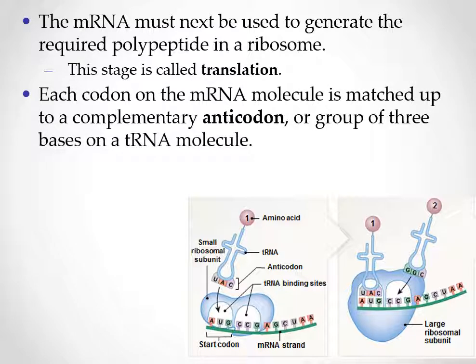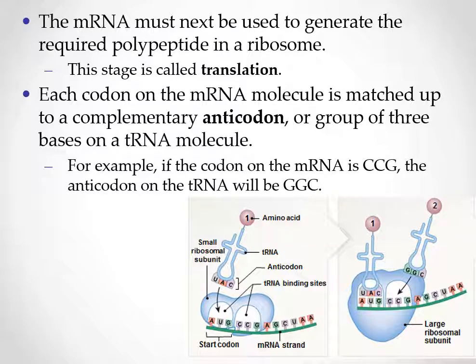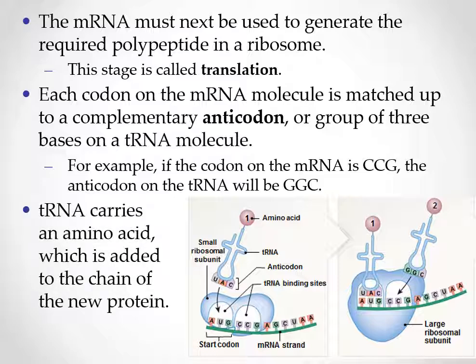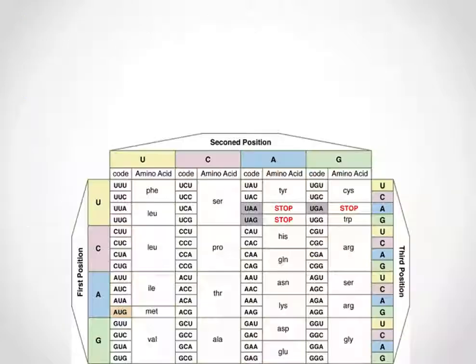Translation is going to take each of those codons and match it up with an anticodon. Anticodons are 3 bases found on tRNA. So for example, if you have the messenger RNA CCG, the match is going to be GGC. The tRNA carries a specific amino acid, which is going to create a new chain.